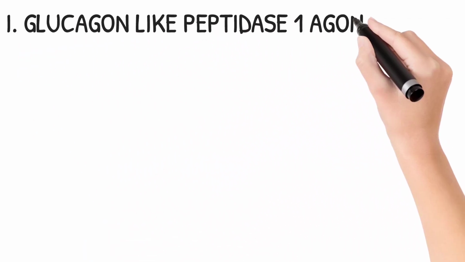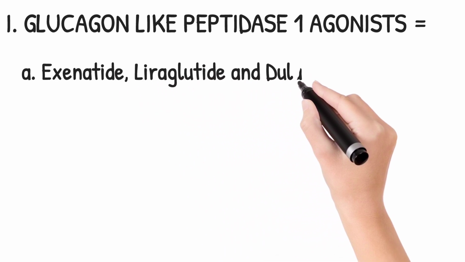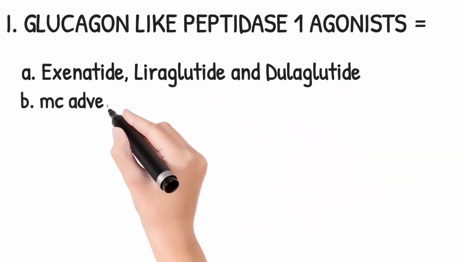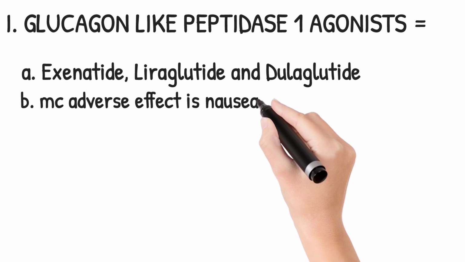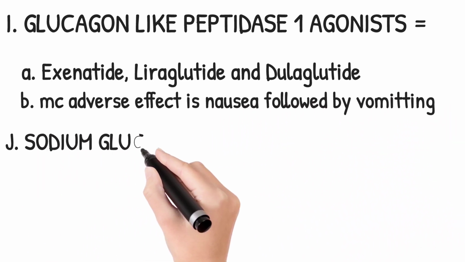Glucagon-like peptide 1 agonists include semaglutide, liraglutide, and dulaglutide. Most common adverse effect is nausea followed by vomiting.